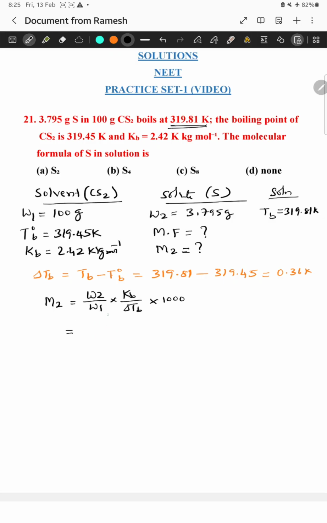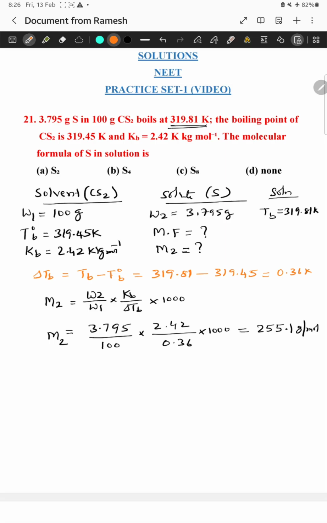Now substitute the values. W02 is 3.795, W01 is 100 gram, Kb value 2.42, delta TB 0.36, into 1000. After calculation you will get the molar mass of the solute M2 as 255.1 gram per mole. So this is the molecular mass of sulfur.